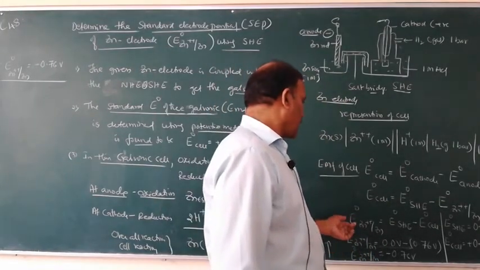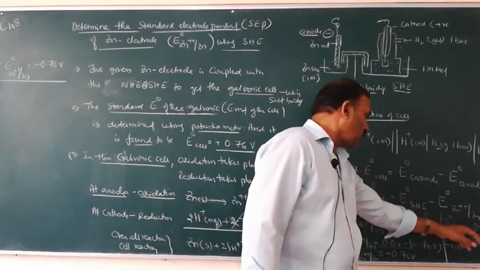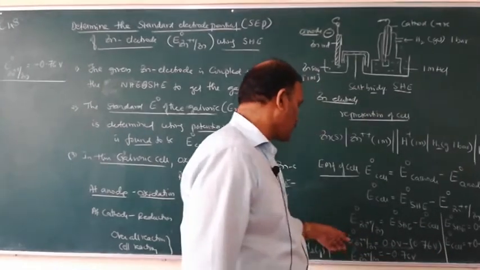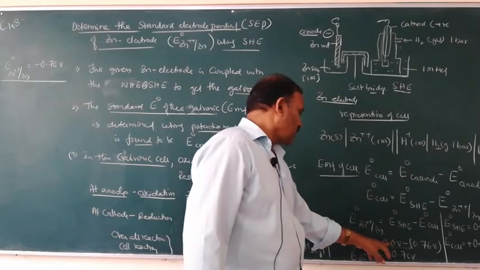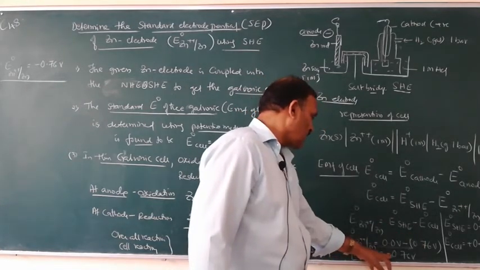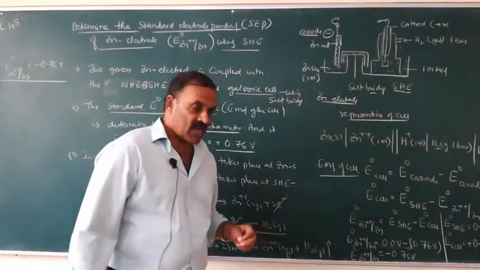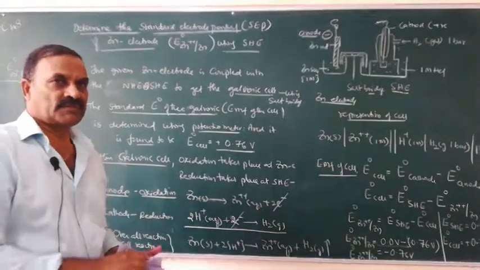Here E0 of SHE is 0 volt, and E0 of cell is determined, that is 0.76 volts. Therefore E0 of Zn is equal to 0.0 minus 0.76, that equals minus 0.76 volts. This is how the standard electrode potential of the zinc electrode can be determined.